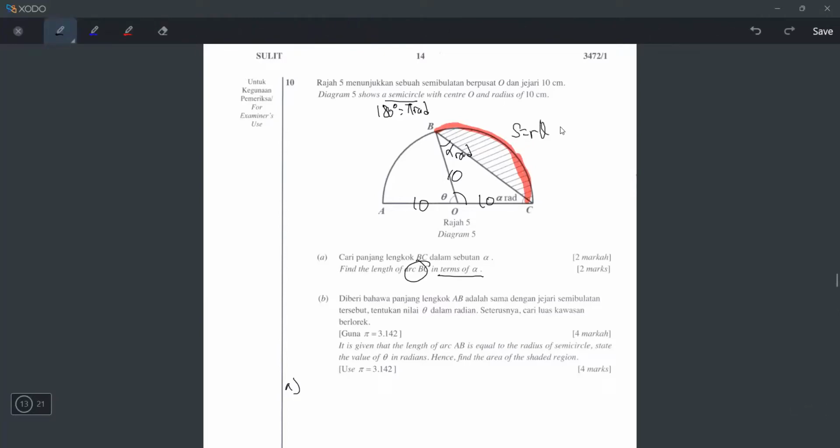S equals r theta. S equals r theta, and then the r is 10. The theta is, don't know, is here. But how to find here? I told you already. 180 minus alpha minus alpha.